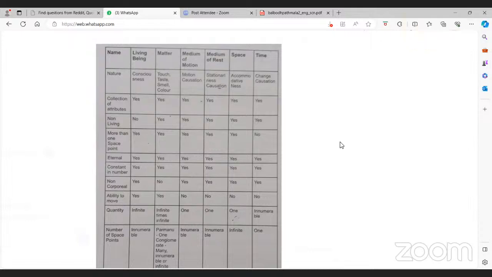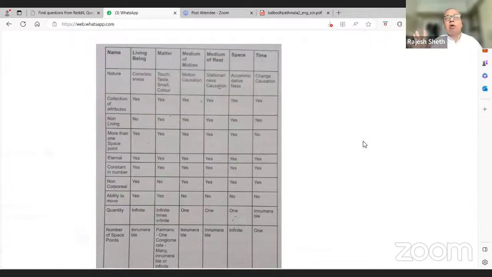Can you please repeat, sir? Yeah, I'll repeat. So quantity wise, living beings are infinite. How many living beings in this universe? Infinite. So what happens, you know, every 6 months, 608 souls get liberated. This is a universal law. They will move on to Siddhalaya, and 608 Jiv will come out of Nigod state.